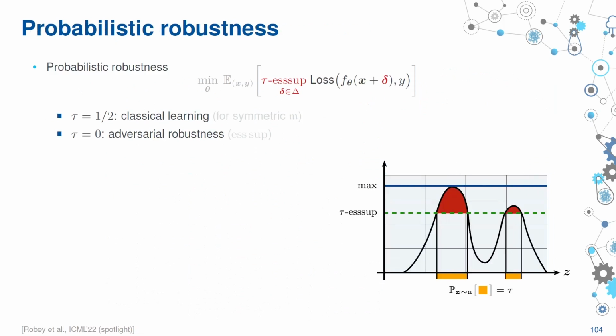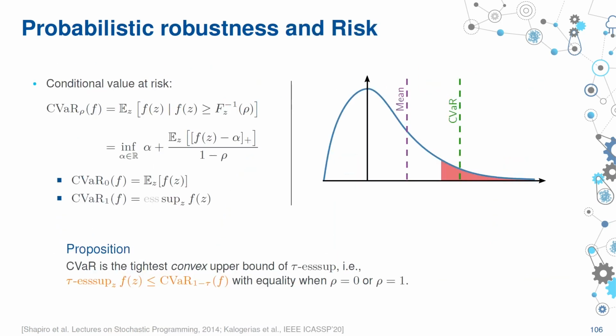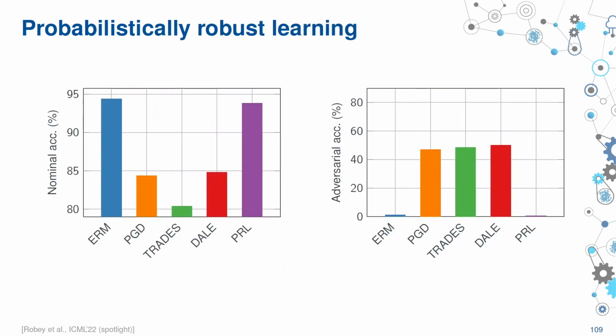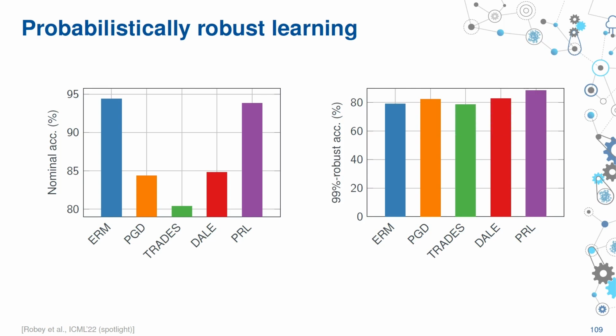And essentially we use this, so this is the definition of this tau essential sup. So it's the value that is higher than 95% of the points of the function. And we can connect these to the risk aversion literature by showing the CVaR is an approximation of this. And then the results you get is essentially that the nominal accuracy for these methods that are probabilistically robust is much higher than those that require the maximum robustness. Obviously, against the worst case perturbations, they are just as bad. But against 99% of the perturbations, they are much better.